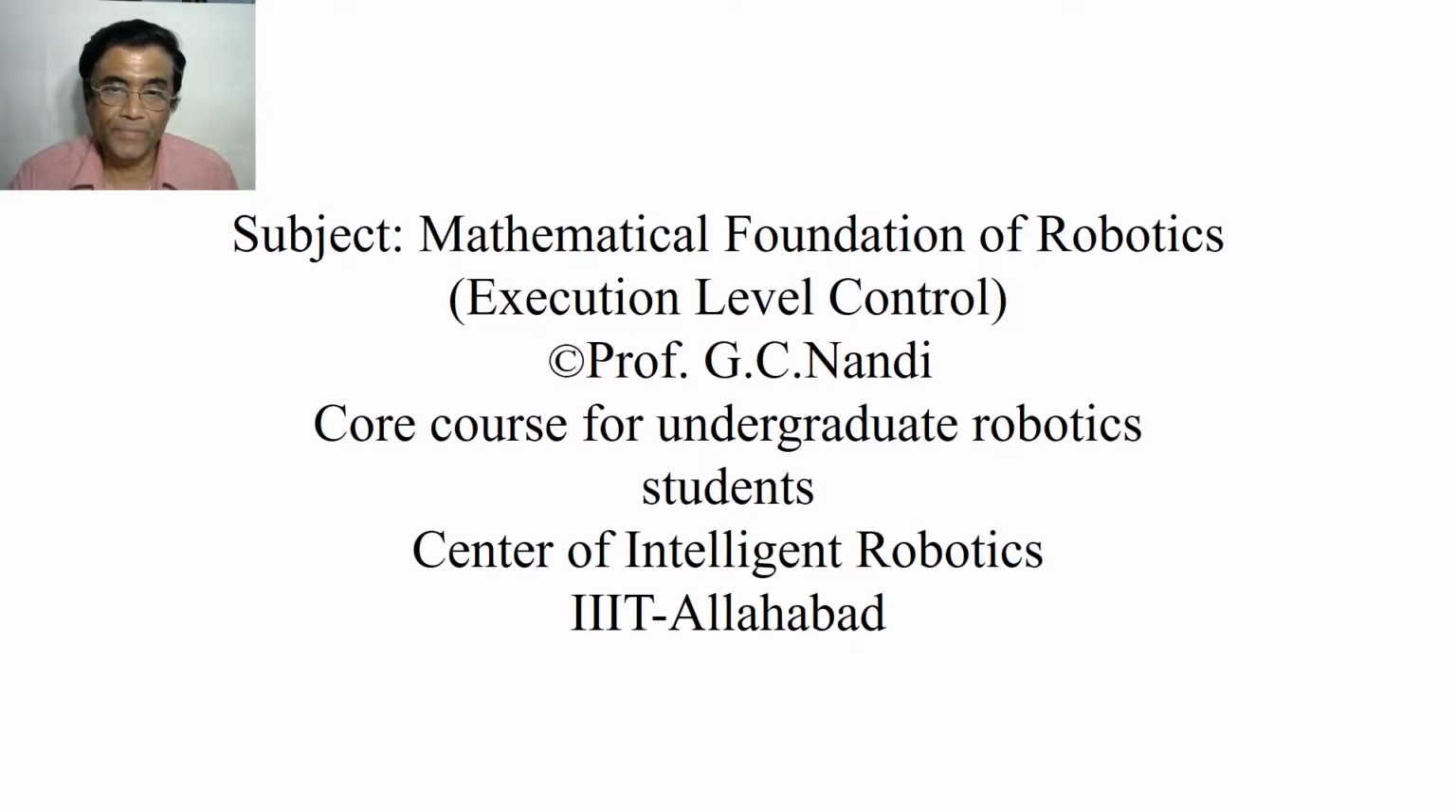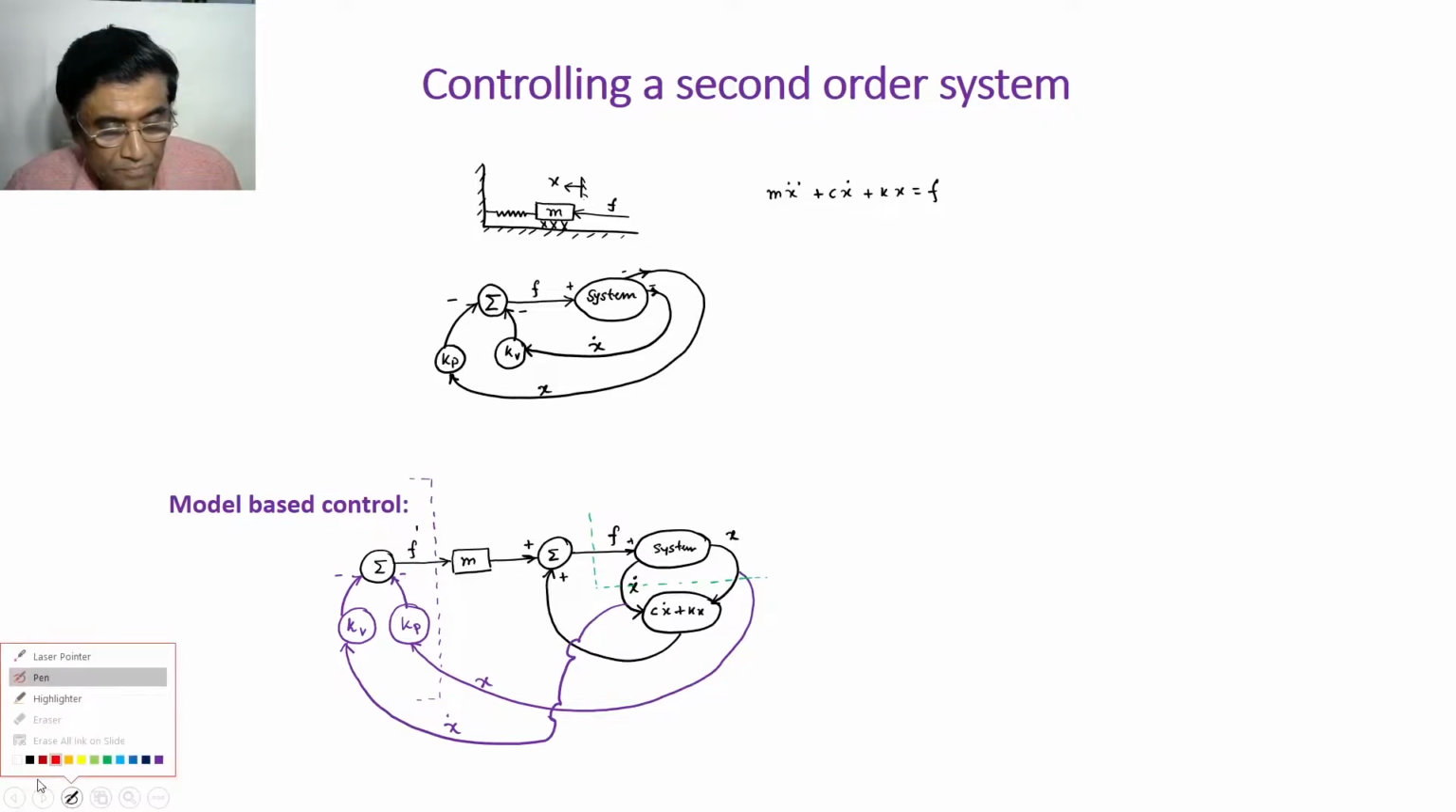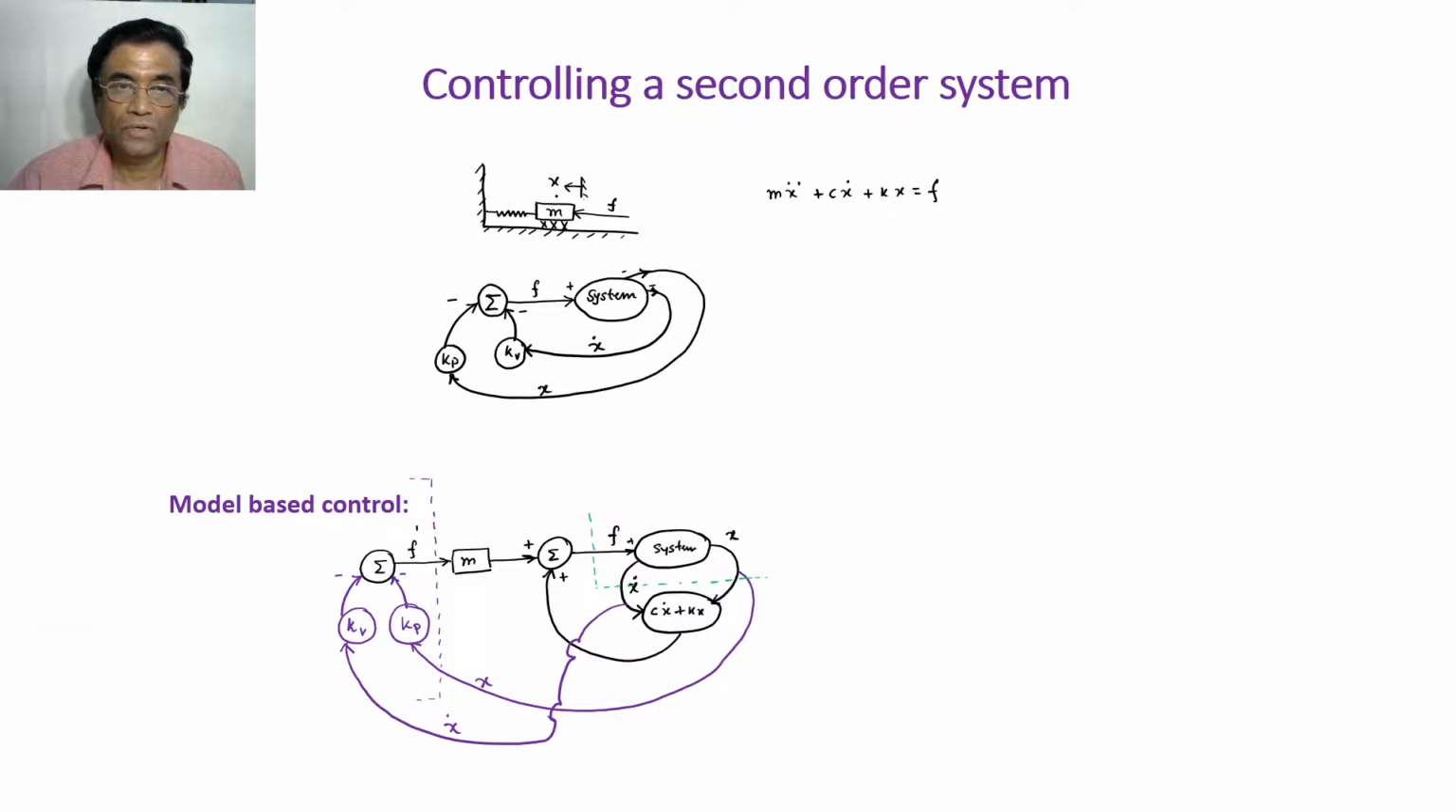So we are discussing the mathematical foundation of robotics, and a very important topic we are currently discussing is execution level control. The other day we were discussing, suppose I have a block. At every instant of time, I want that at T1 the block will be at x1, at T2 the block will be at x2, like that, at Tn the block will be at xn. So how to achieve that?